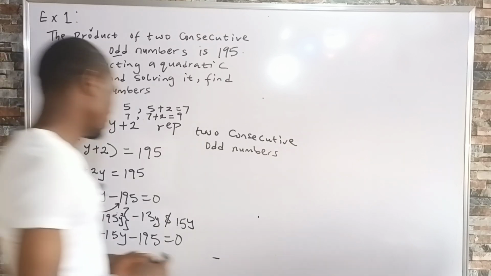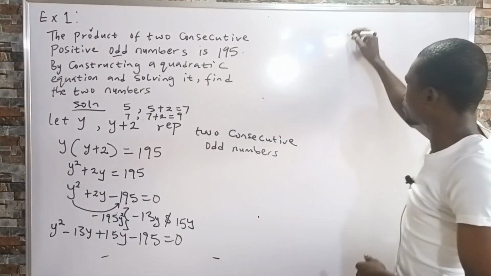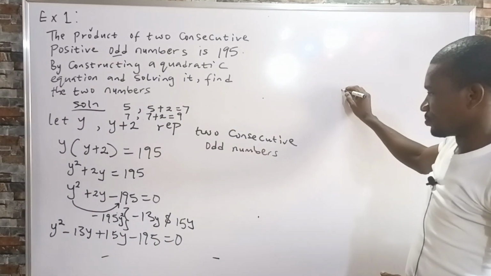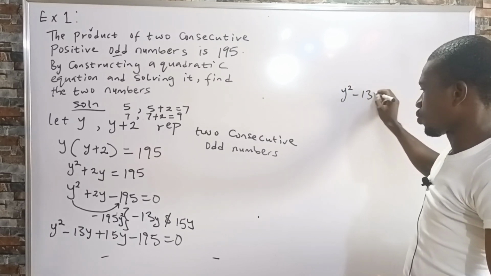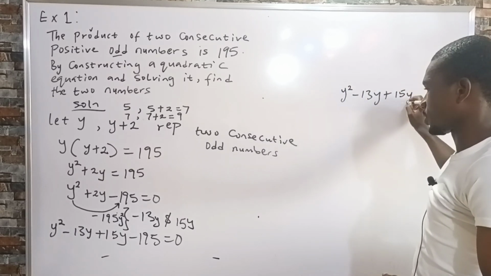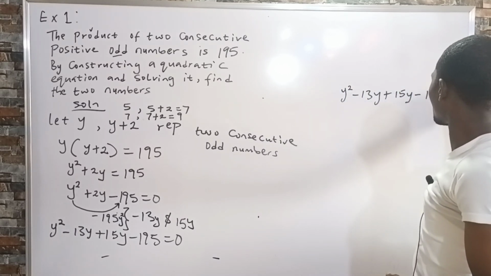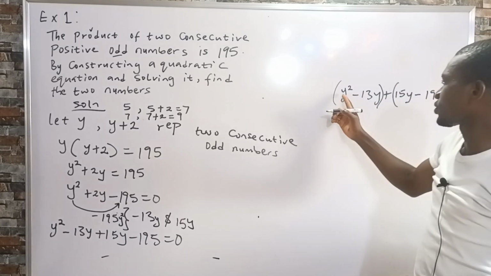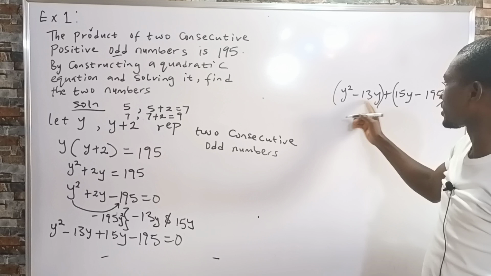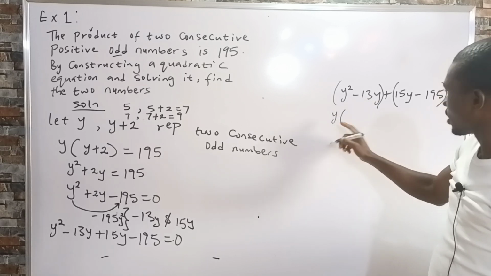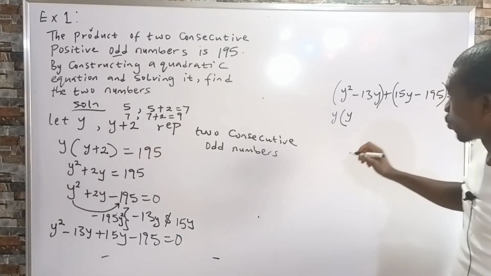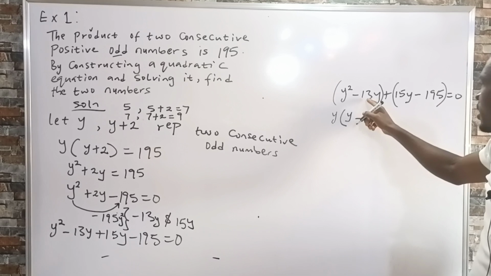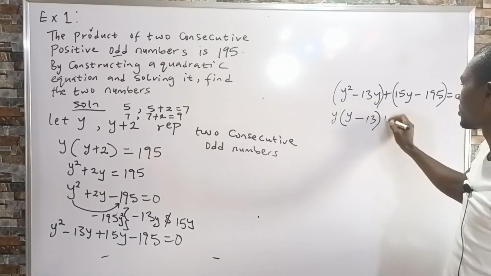So solving further now, I can group them in twos. Remember, this is y squared minus 13y plus 15y, then minus 195 equal to 0. Grouping them in twos, I can now look for the factor that can divide both y squared and 13y, and the factor should be y. y divided into y squared, we are left with y. The minus y divided into 13y, we are left with 13.